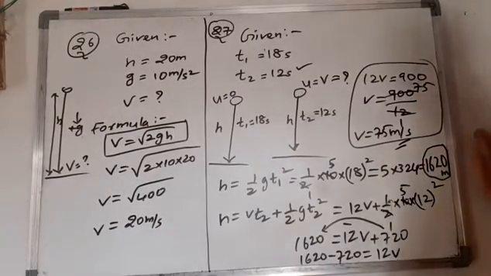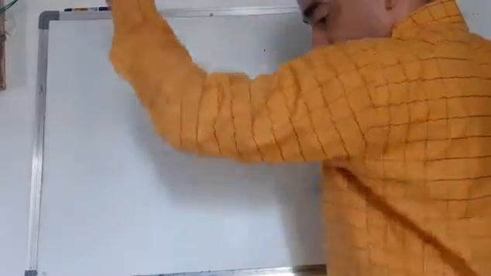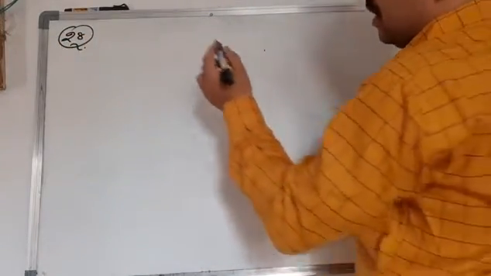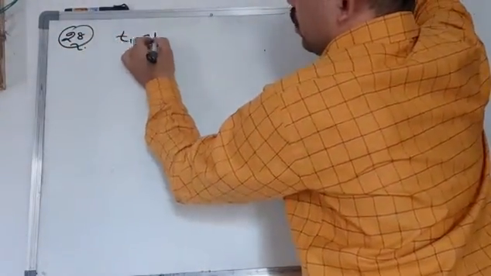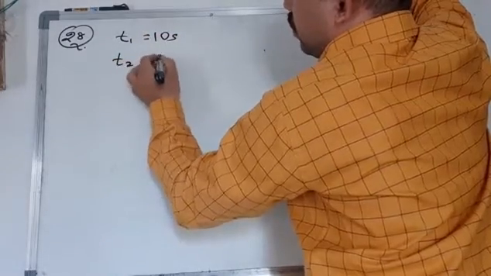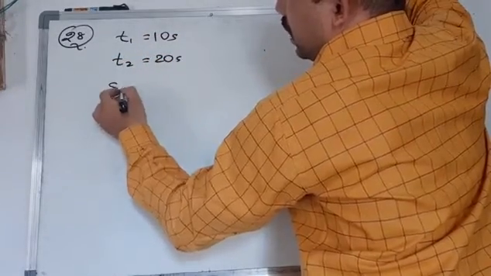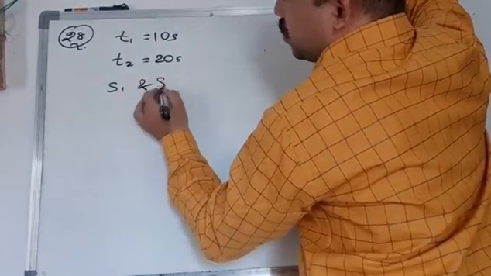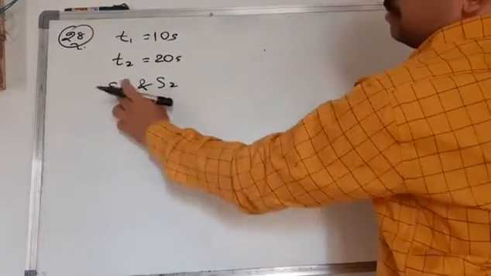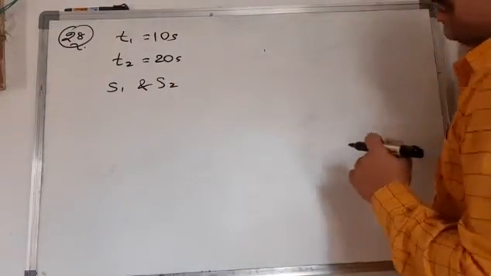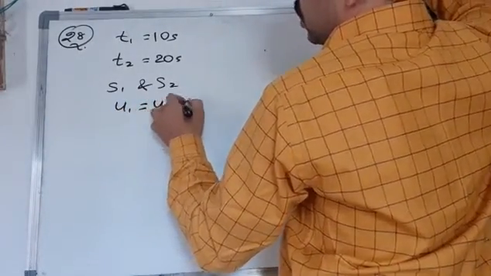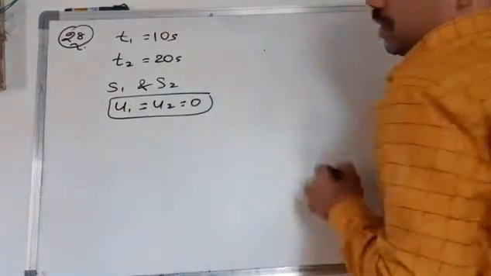Okay, right. Now 28th question. We have t1 is equal to 10 seconds, t2 is equal to 20 seconds. Now we have to find the relationship between s1 and s2. Both starting velocities are 0. u1 is equal to u2 is equal to 0. Both are starting from rest only.